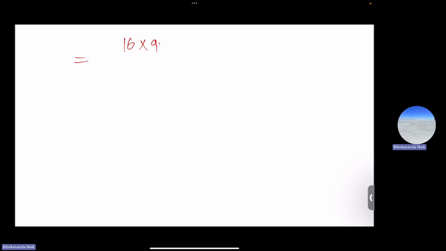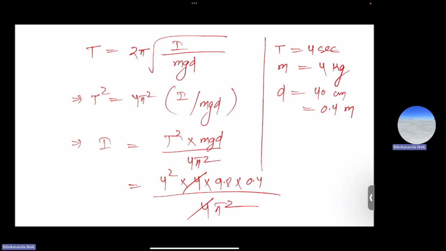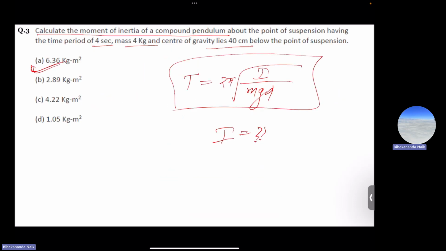16 into 9.8 into 0.4 divided by 3.142 square. So if you solve it, it will give you 6.36, and the unit is kg into meter square. So the correct option will be option A, 6.36 kg into meter square.